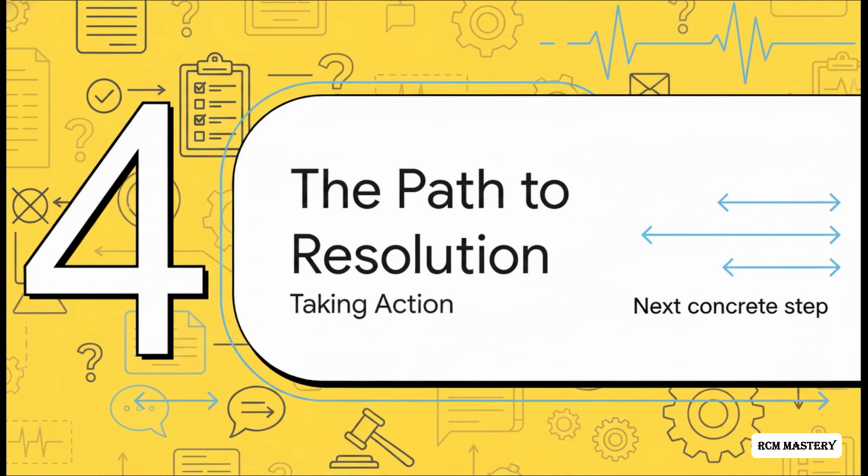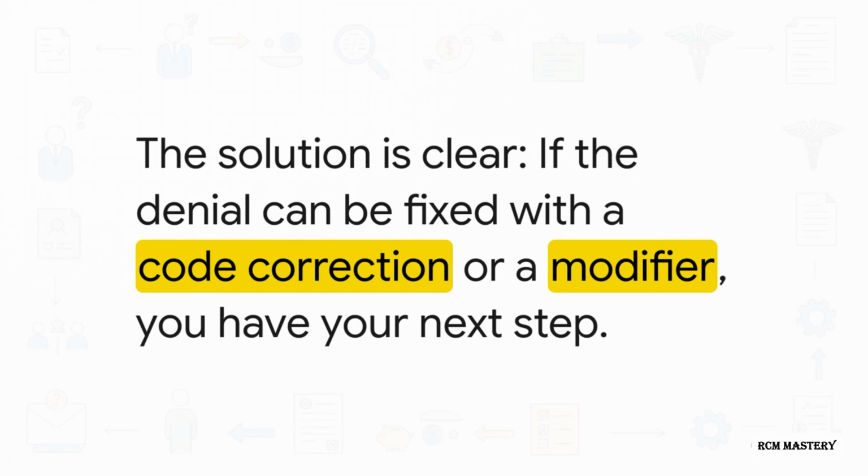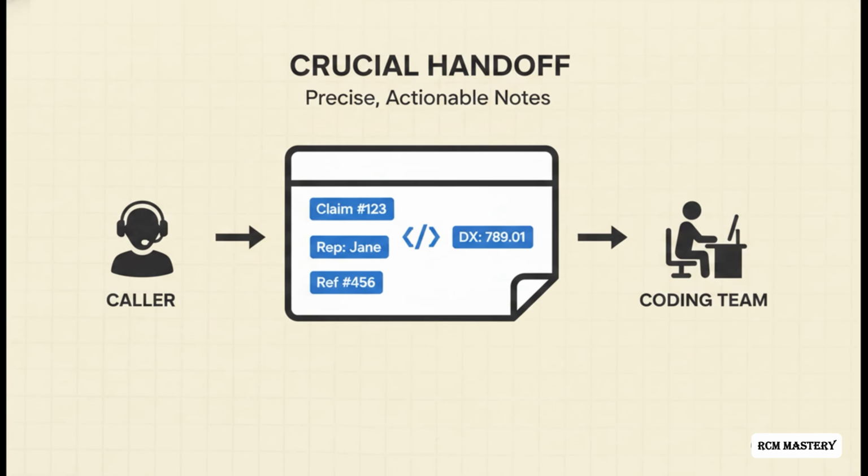All right, next up is the path to resolution. Now it's time to take action on what you've learned. So, the solution is usually pretty clear at this point. If the denial can be fixed with a simple code correction or by adding a modifier, then what you need to do is send the claim straight to the coding department. But, and this is super important, you have to give them really detailed notes. I mean, explain exactly what needs to be changed for the resubmission. Don't just say, fix this. Tell them who you talked to, the call reference number, and precisely what code needs to be added or changed. That's how you close the loop.